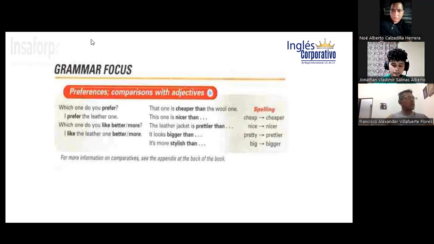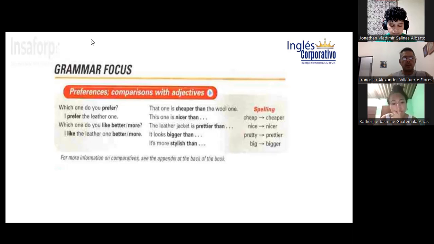We're talking a little bit about the comparisons with adjectives. When we understand adjectives, we are talking about describing people, animals, and objects. That is the main role. When we are talking about adjectives, si le preguntan, ¿cuáles son los adjetivos? ¿Qué me podrían decir? ¿Qué son los adjetivos? ¿Quién me da una definición? Who gives me a definition about the adjectives?